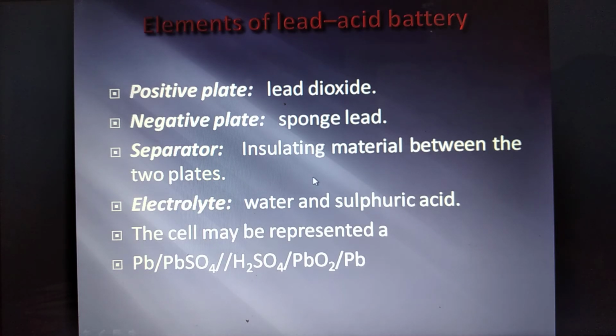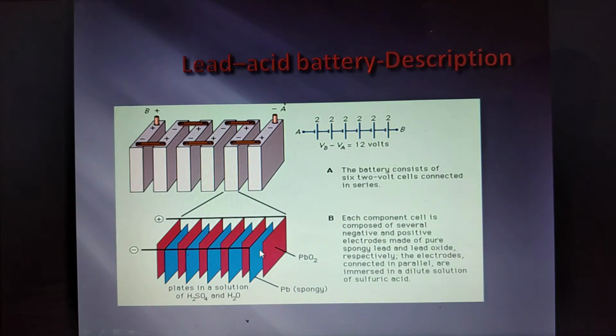In lead storage cells, the cell may be represented as follows. Here lead acts as the anode. Here lead coated with lead oxide acts as the cathode. Sulfuric acid acts as the electrolyte.